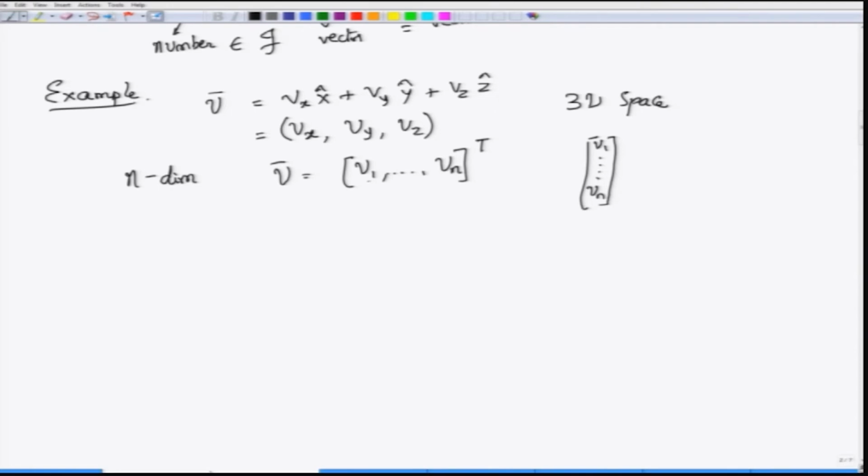Okay. You can ask, what are these components? These components will be associated with the unit vectors along those n directions. Okay. They have to be associated with the unit vectors along those dimensions. We will talk about it shortly.